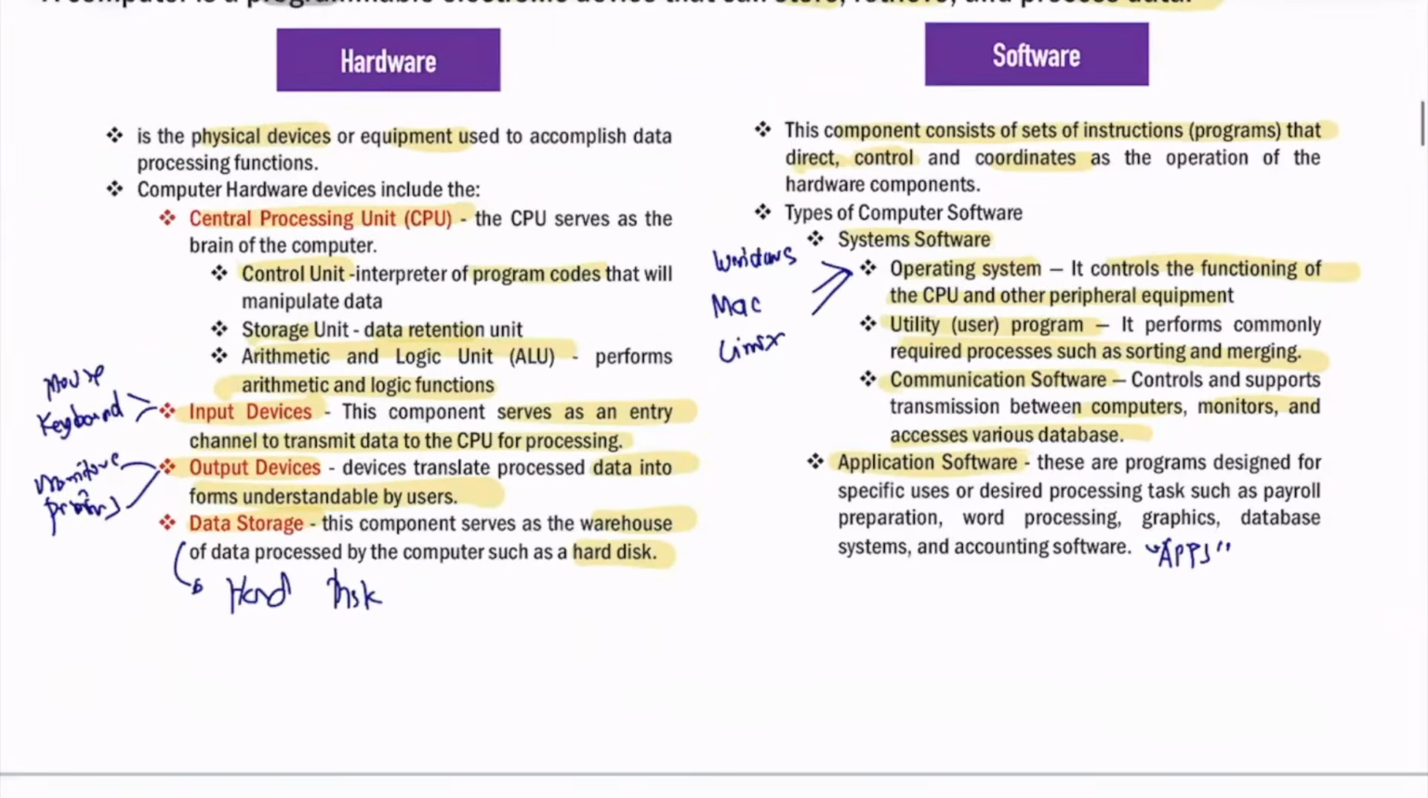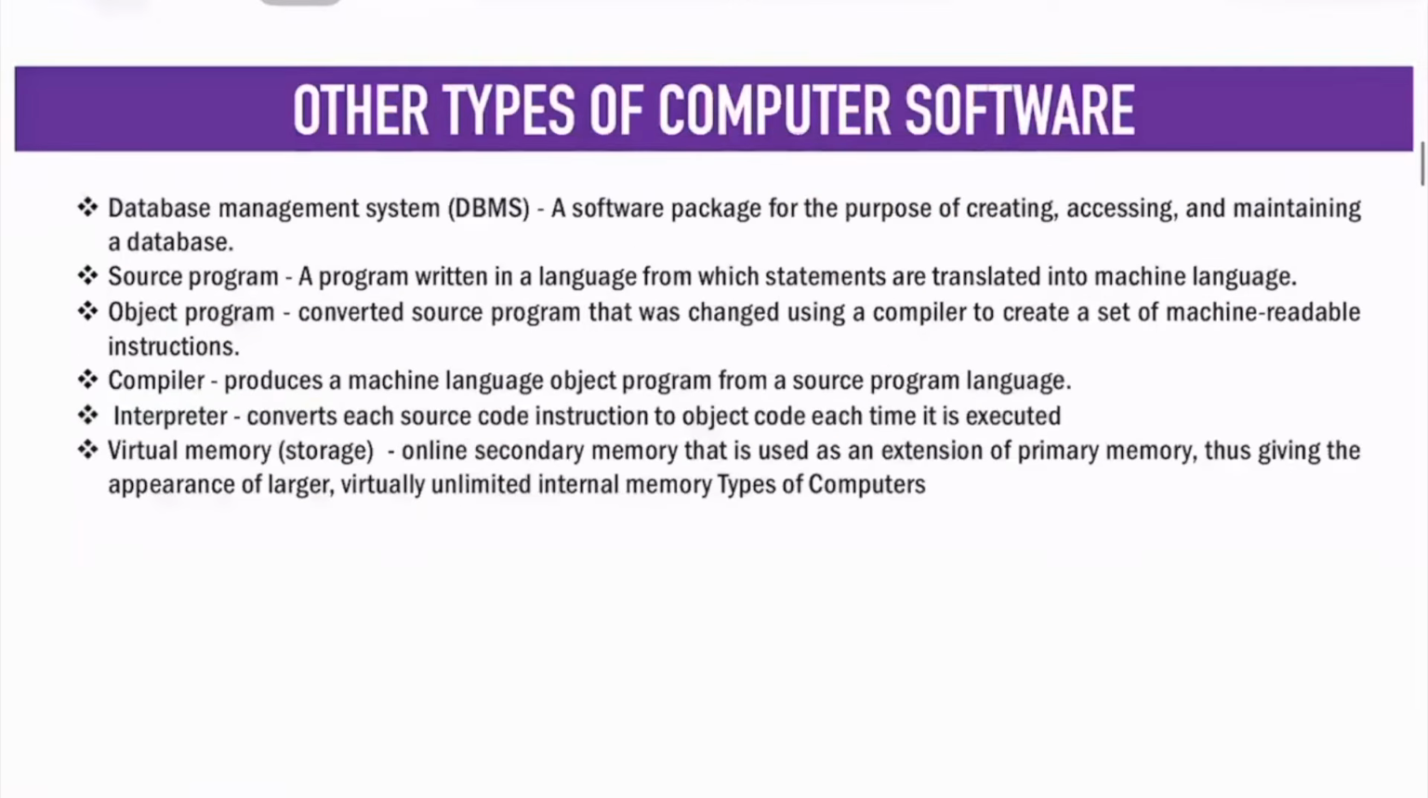Aside from those two software, we have other types of software such as your database management system software, or your DBMS. Your DBMS is a software package for the purpose of creating, accessing, and maintaining a database. So the main database that is used is still your Microsoft database. So we still make use of that database management system. Aside from that, we have other software.